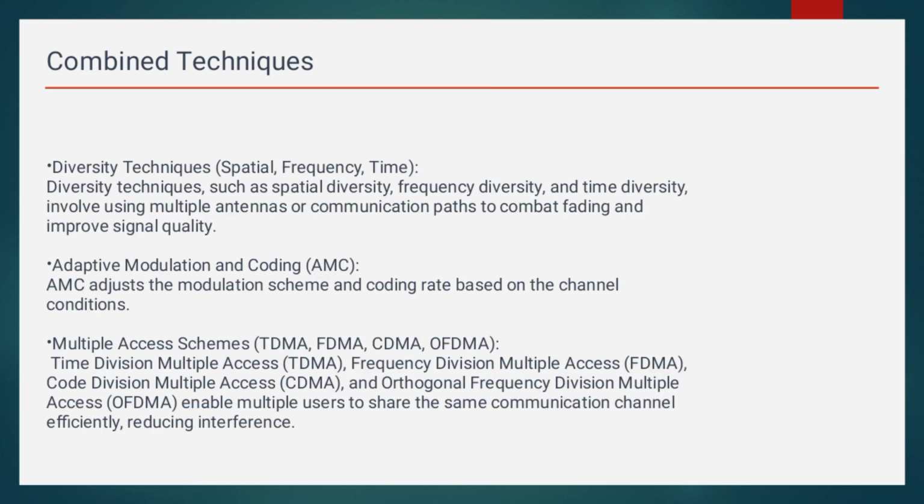Now we have the combined techniques that we generally use, that is diversity techniques like spatial, frequency, time, etc. Diversity techniques such as spatial diversity, frequency diversity and time diversity involve using multiple antennas or communication paths to combat fading and improve signal quality. Now the second combined technique is adaptive modulation and coding. AMC adjusts the modulation scheme and coding rate based on the channel condition.